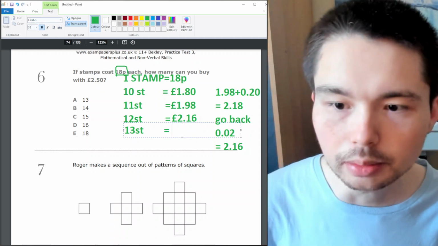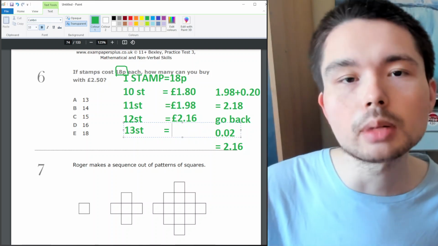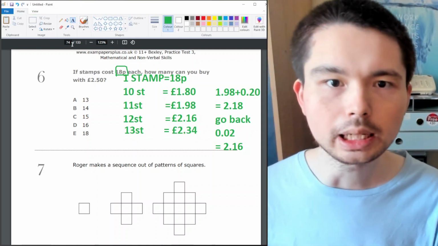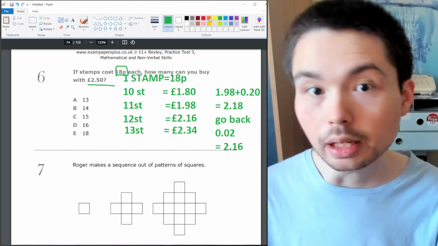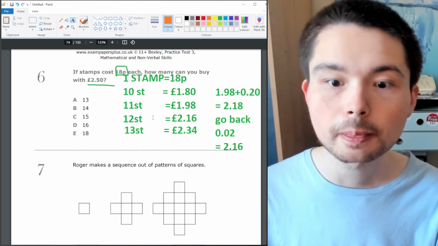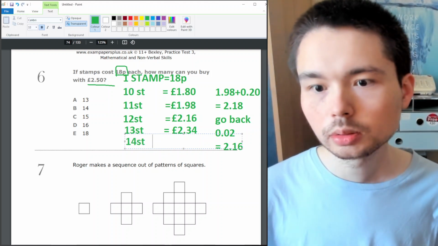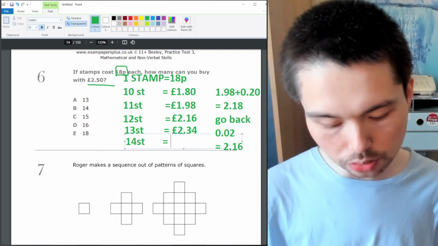16 plus 18, we can do 16 plus 20, which is 36, and then minus 2p, £2.34. We are getting towards our £2.50 target. You can add one more if you're not feeling sure. 14 stamps will be here, 234 plus 18, that is £2.50.